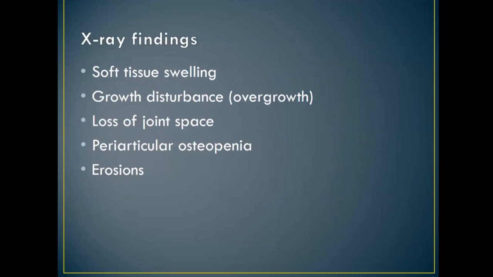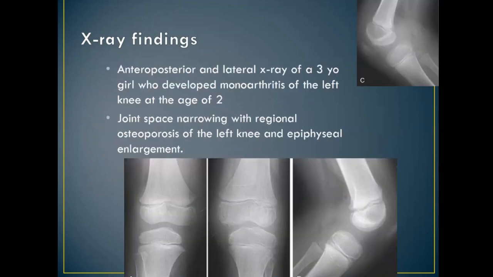If we do have any X-ray findings, it would be soft tissue swelling. Maybe some periarticular osteopenia. This is something we see in adults with rheumatoid arthritis. We'll X-ray their hands, and there'll be periarticular osteopenia around the MCP joints and the PIP joints from inflammation. Erosions are rare in children, but if they are present, then we know we have to be aggressive. And there'll be a little bit of loss of joint space in the X-rays.